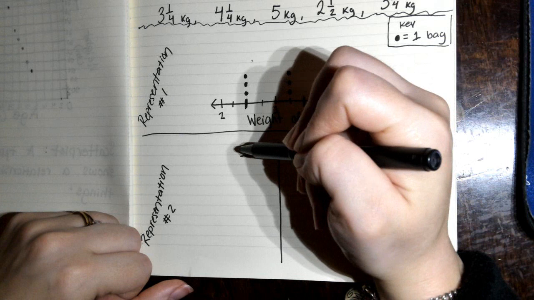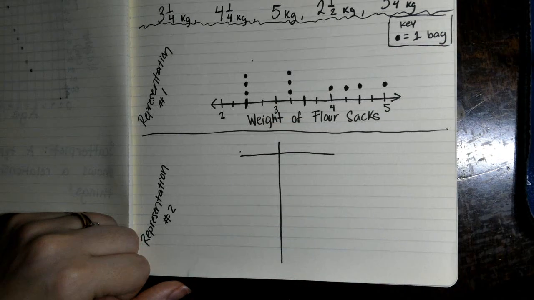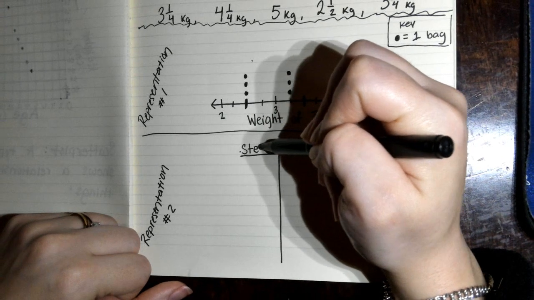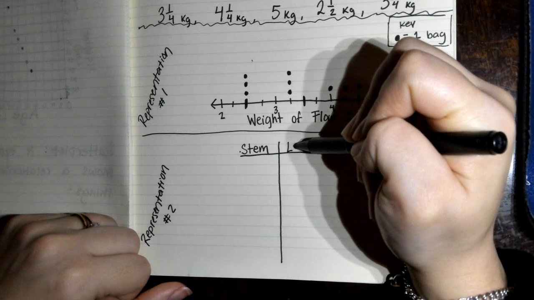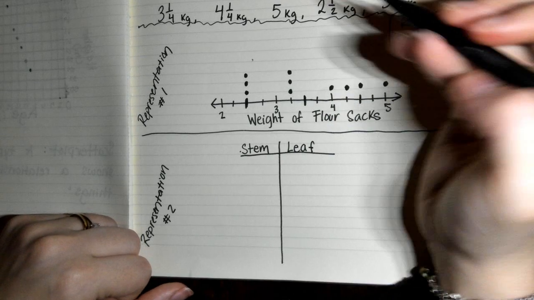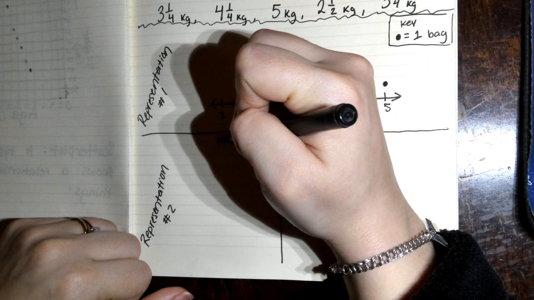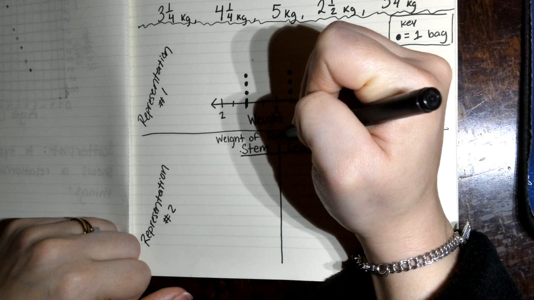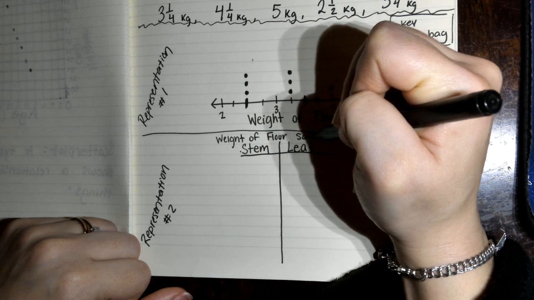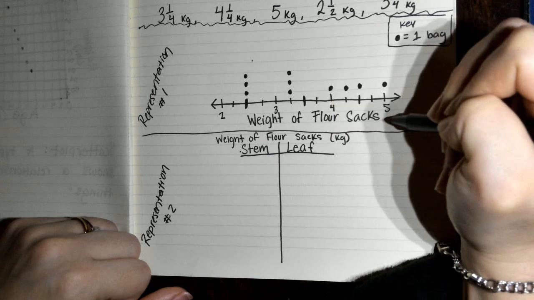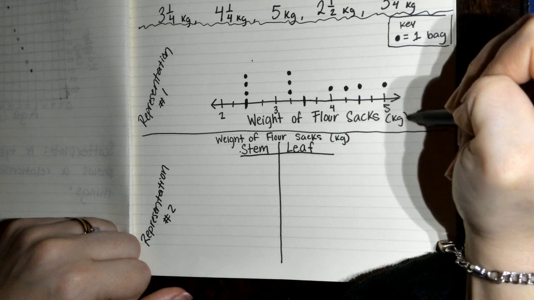So on one hand you have your stem, and on the other hand you have your leaf. So we have stem and leaf, and I just barely didn't give myself enough room for a title, but I need to put one in there. So weight of flour sacks, and I need to add kilograms, and I forgot to add that last time.